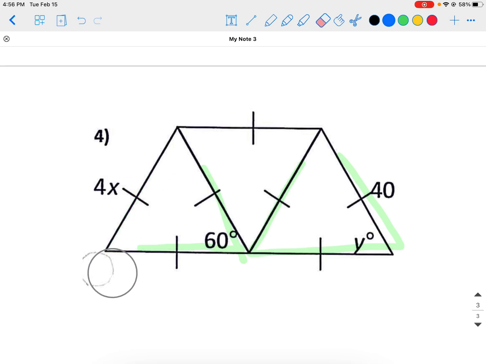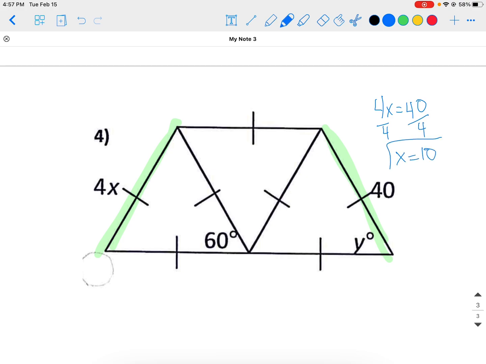Okay, so here we're solving for two things. We're solving for x and for y. So if I look right here, because this tick mark and this tick mark both only have one line through it, that tells me that they are equal to each other. So to solve for x, it's very easy. You're just going to say 4x equals 40, divide by 4, divide by 4, x equals 10. So that's very easy because all the sides are the same.